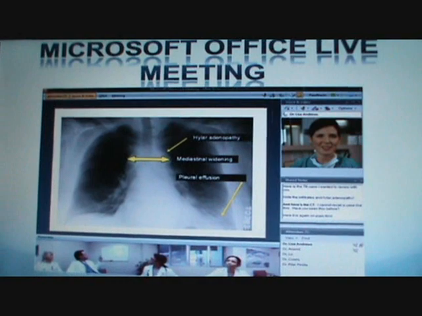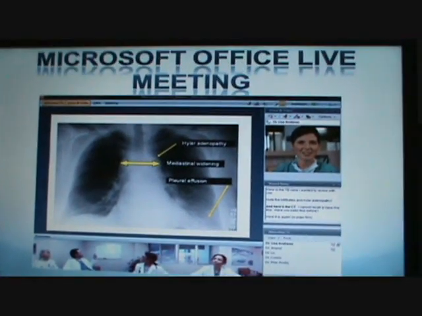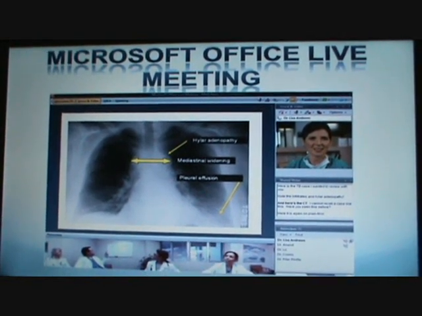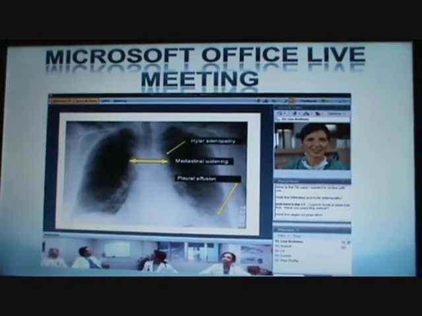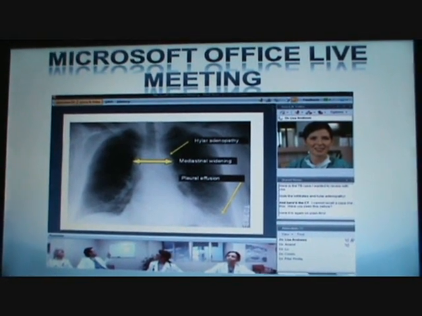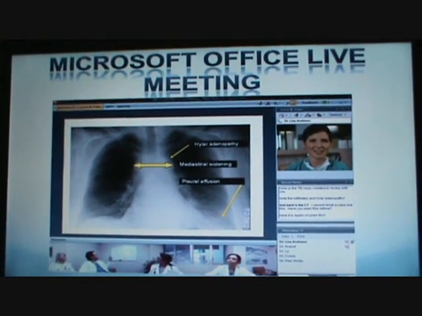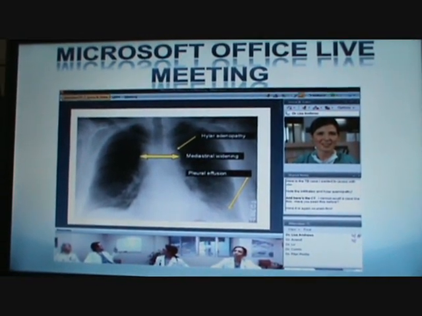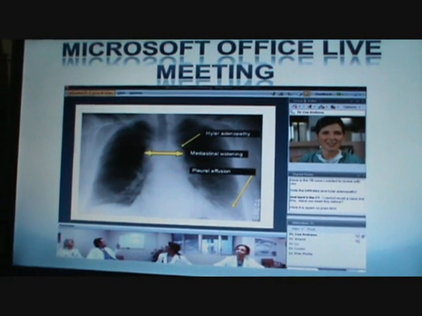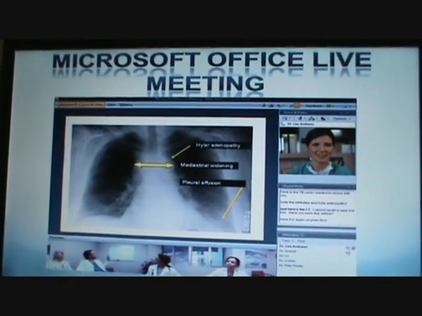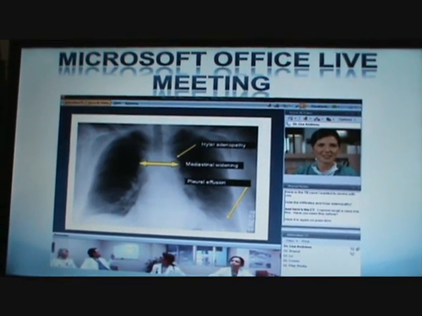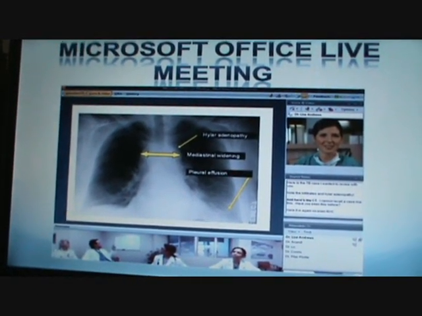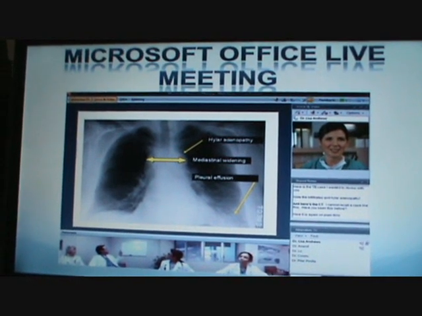Here's an example of an online meeting using Microsoft Office Live. As you can see, there are different healthcare providers, a physician, and also nurses involved and looking at this patient's chart or their x-rays, and they are basically comparing notes and possibly coming up with a better plan to help this patient heal and have a better quality of care.